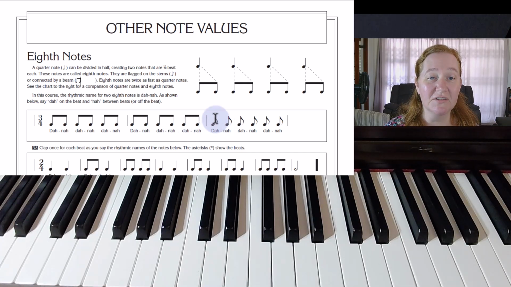And then here, these are each individually also an 8th note or a quaver. So even though these haven't been joined with the bar going across or the beam going across, they still count as half each. So da na, da na, da na.